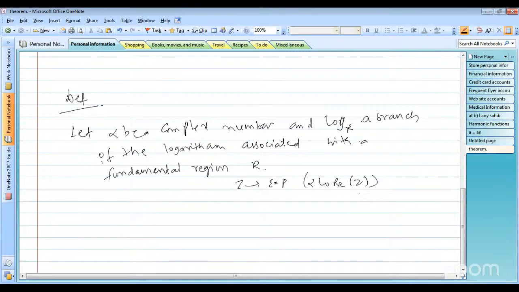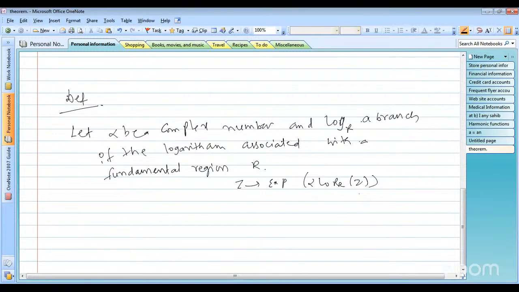We also use the term a branch of the alpha power, to emphasize the branch of the logarithm that has been involved here. So z goes to exponential of alpha log z. The principal branch of the logarithm gives the principal branch of the alpha power. This is one fundamental point here.